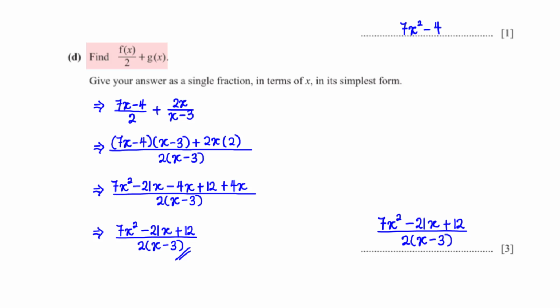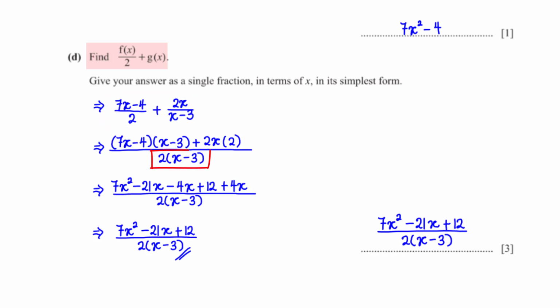Find f of x divided by 2 plus g of x. Give your answer as a single fraction in terms of x in its simplest form. When we substitute f of x equals 7x minus 4 and g of x equals 2x over x minus 3 into the expression, this is what we get.